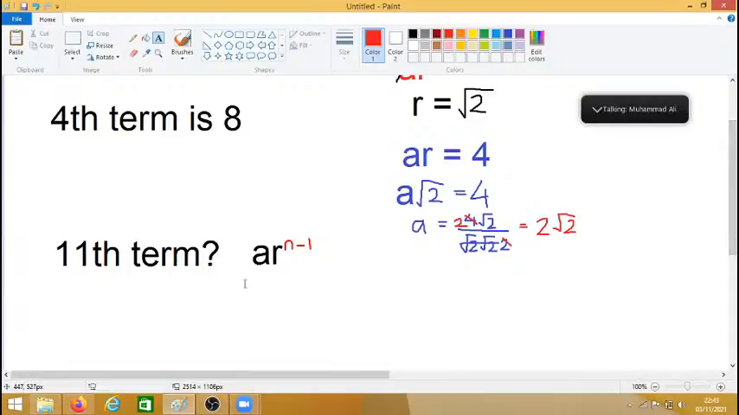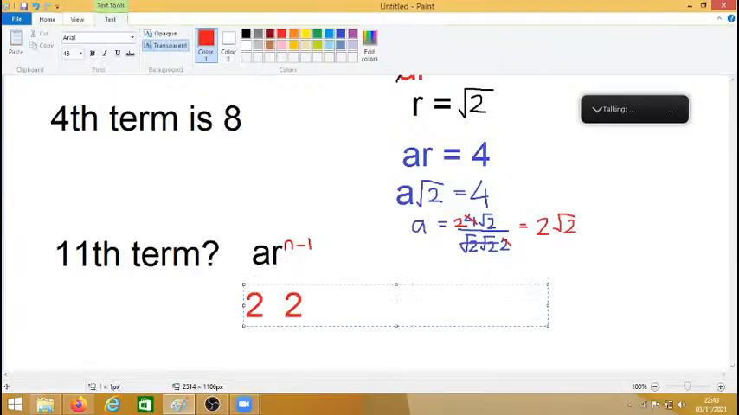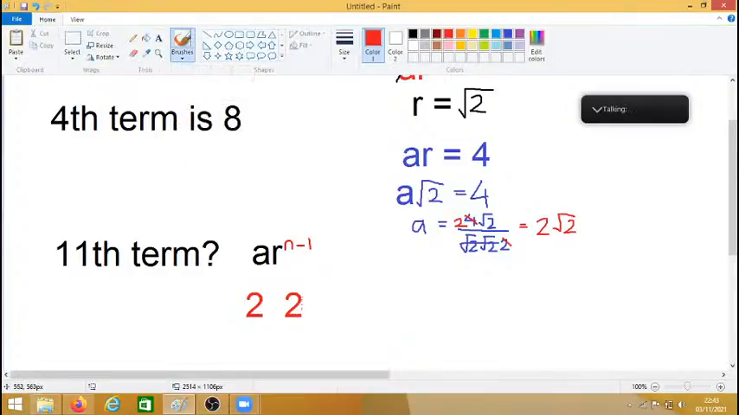Just before I go into the 11th term, the general formula would be: a is 2 root 2, times by r, which is root 2, to the power n minus 1. Okay, so that's the general formula for this sequence. A lot of 2's and root 2's, but we can just leave them in for now.